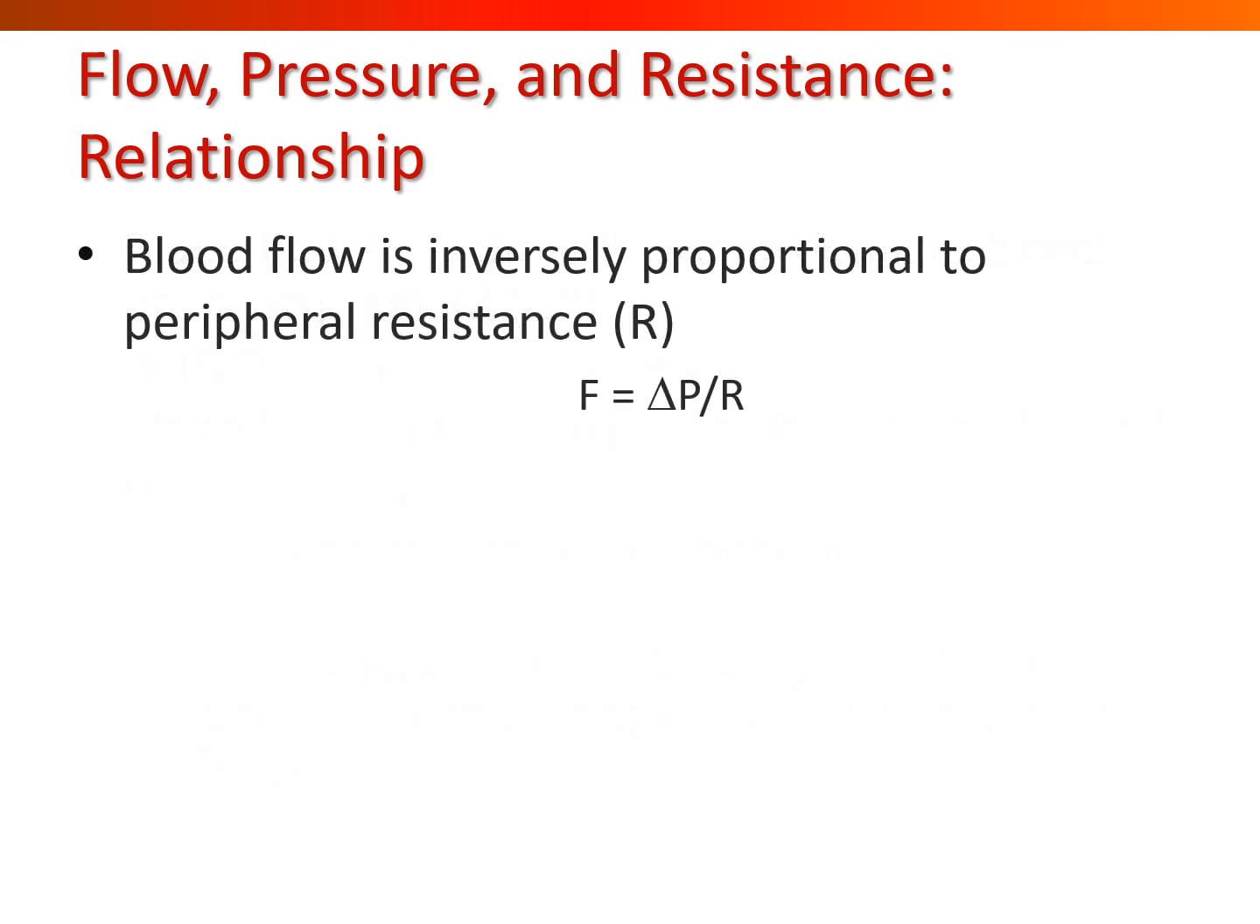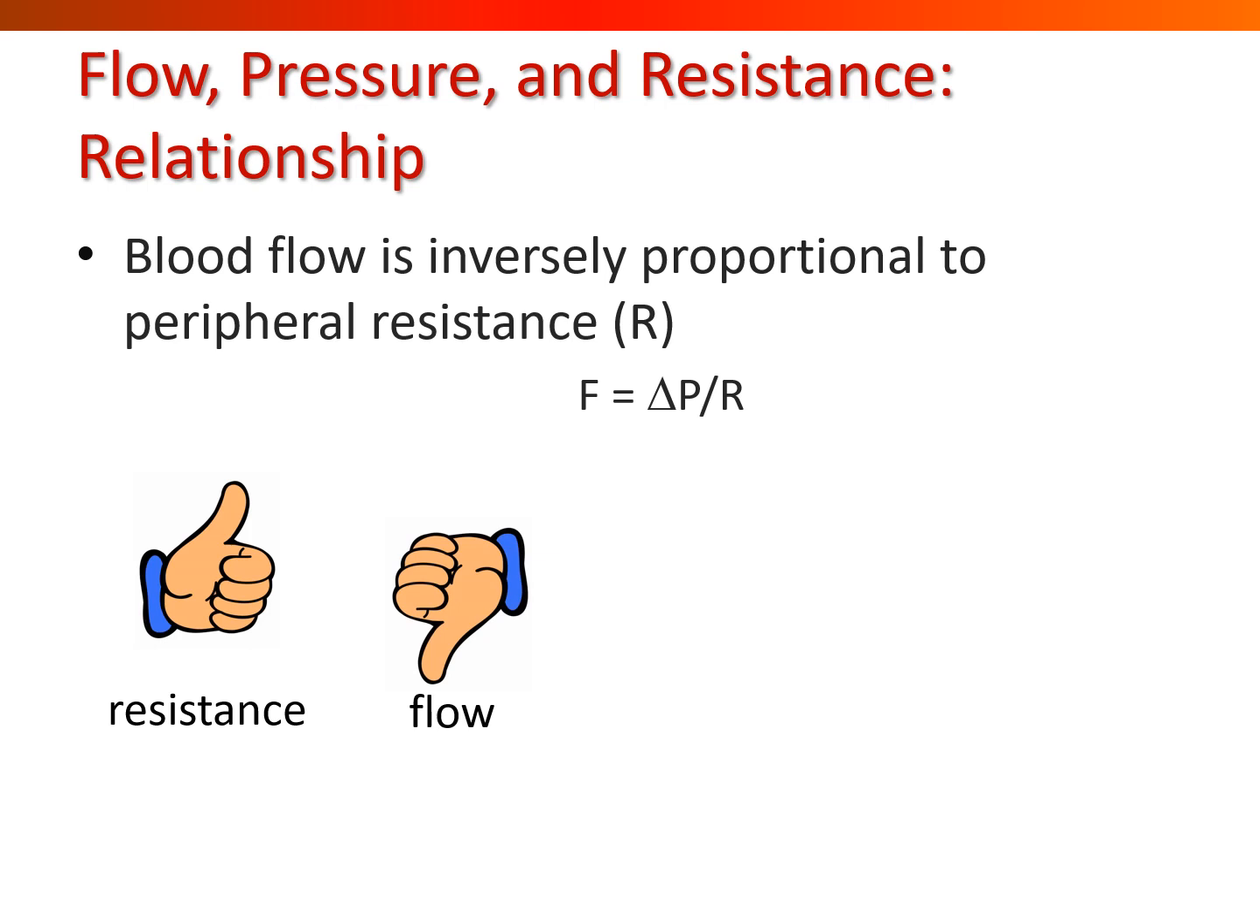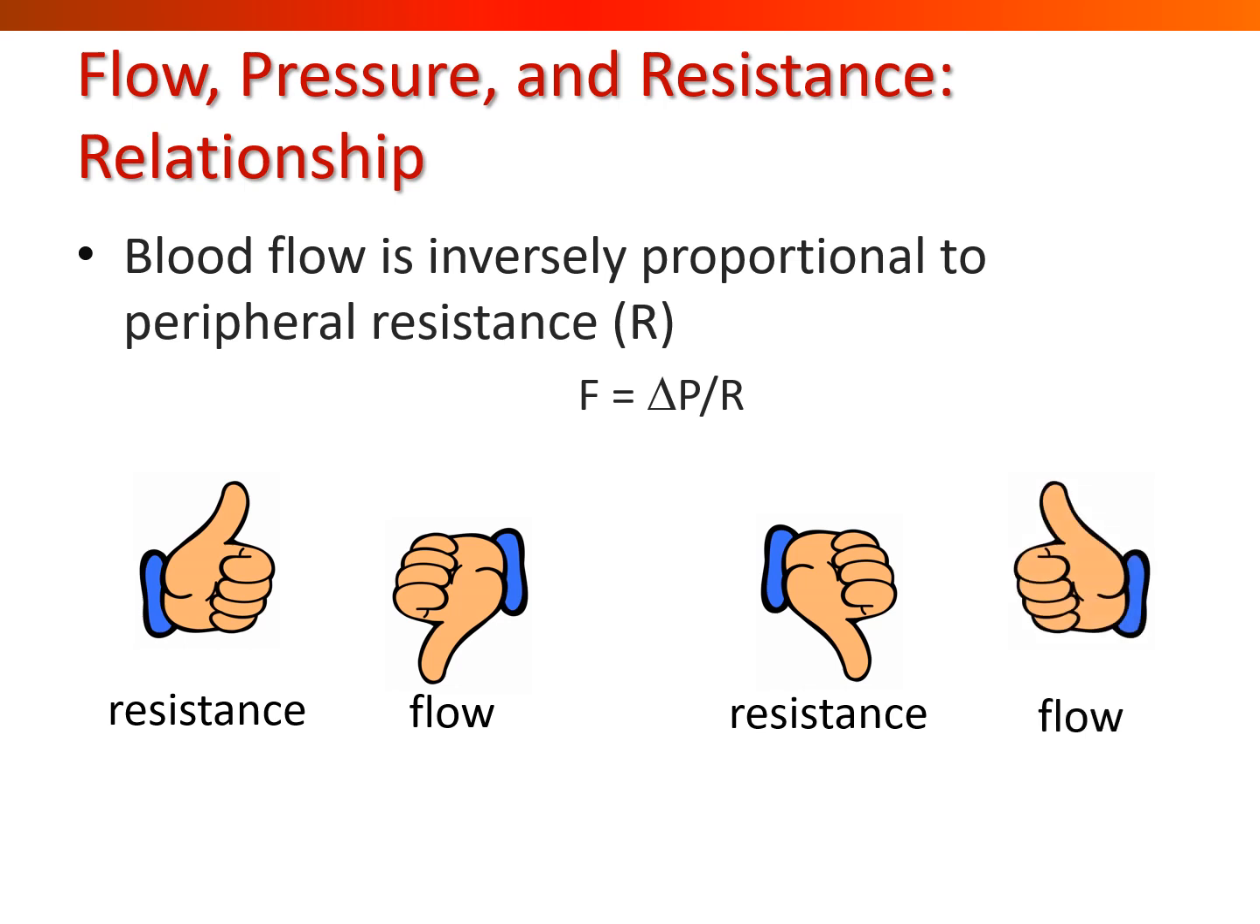So the first thing we can look at is the relationship between blood flow and resistance. It says here that blood flow is inversely proportional to resistance. So what does that mean? Well, it means that if our resistance goes up, our flow is going to go down. It also means that if our resistance goes down, our flow is going to go up. That's the relationship between the resistance and blood flow, because we know that resistance is going to oppose flow. So when resistance goes up, the flow goes down, and vice versa. So thumbs in opposite directions.